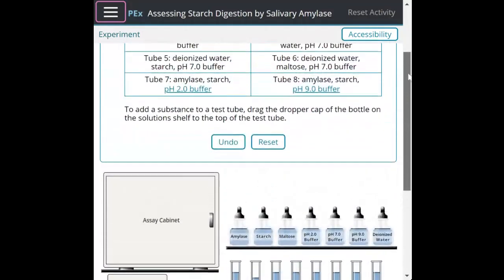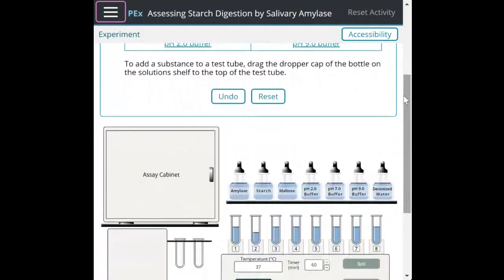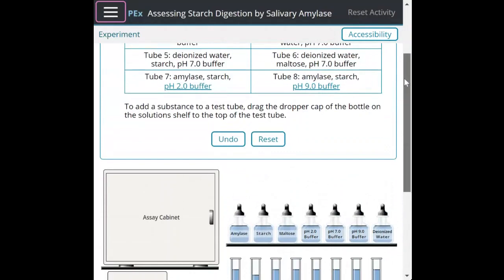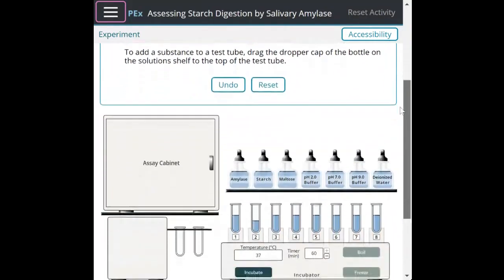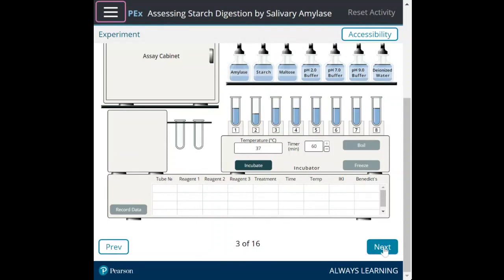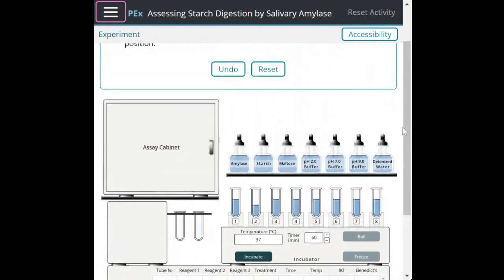Tube 6 has the maltose in it, so the end products, and then tubes 7 and 8 have the enzyme, the substrate, but at 2 different pHs. So, everybody okay with where we are?